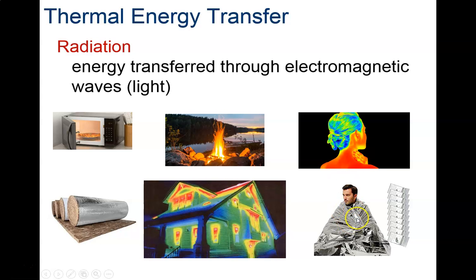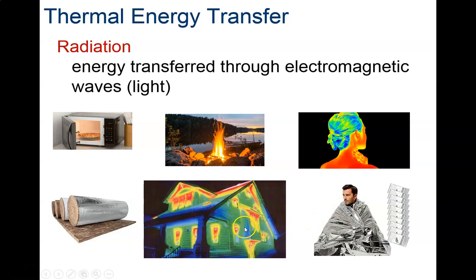If somebody is in need of retaining their heat and it's an emergency, they've got these foil, very, very thin blankets. They're not going to prevent much conduction. They're not really much of an insulator. But what they do is they're shiny, so they reflect that radiant energy back to you. These are known as emergency blankets.